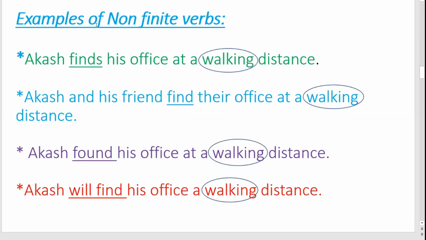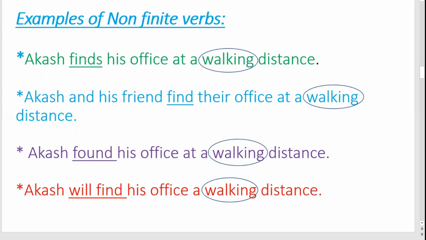It's a mixture, like you can find even the finite verbs here. The words that are underlined are the finite verbs, whereas the verbs that are circled are the non-finite verbs. Let us see how. In the sentence, Akash finds his office at a walking distance. Akash and his friend find their office at a walking distance. Akash found his office at a walking distance. Akash will find his office at a walking distance.